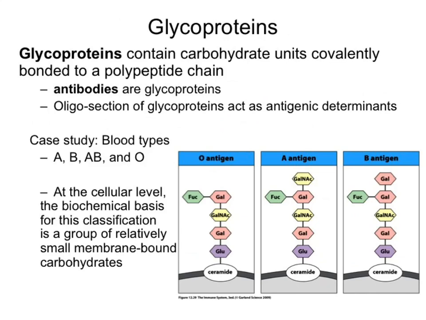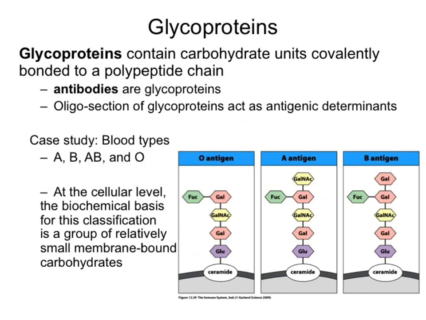Our antibodies are all glycoproteins, so that's going to be a huge contributing factor to our immune system. One of the big case studies that we could look at would be different blood types. Your A, B, and O are all due to different sugar chains hanging off of individual blood cells.